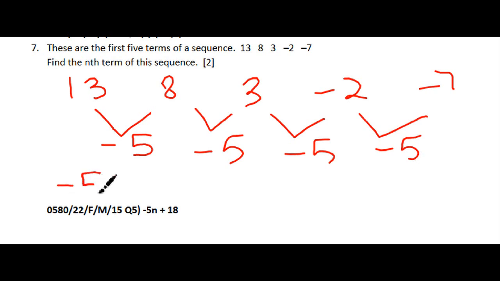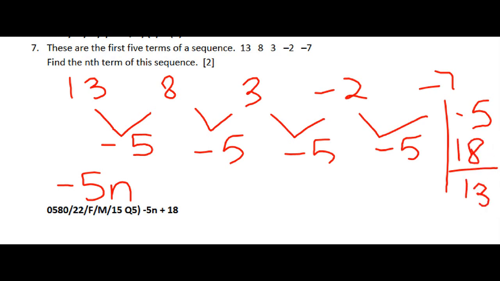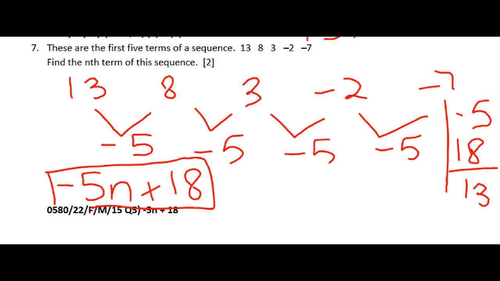So without using the formula, minus 5n. When I substitute n equals 1, my first term is minus 5, whereas the actual first term needs to be 13. So I need to add 18 here to get 13, so add plus 18. Or if you want to use the formula again, first number is 13 plus d, which is minus 5, times (n minus 1). When you open and rearrange, you'll get the same answer.